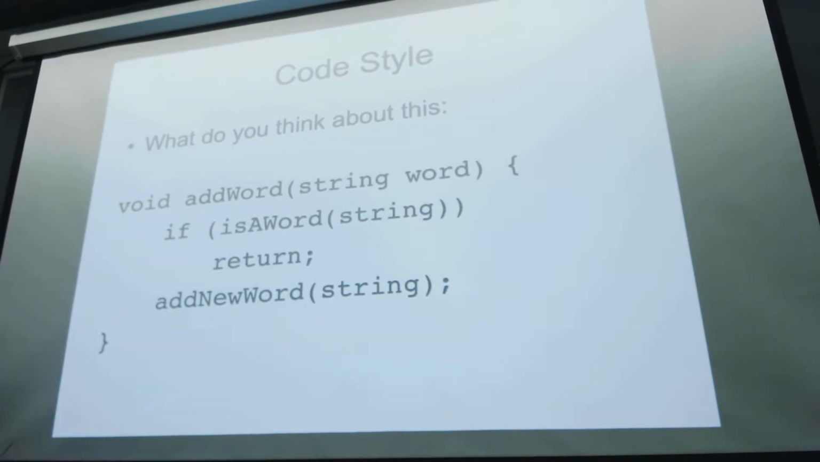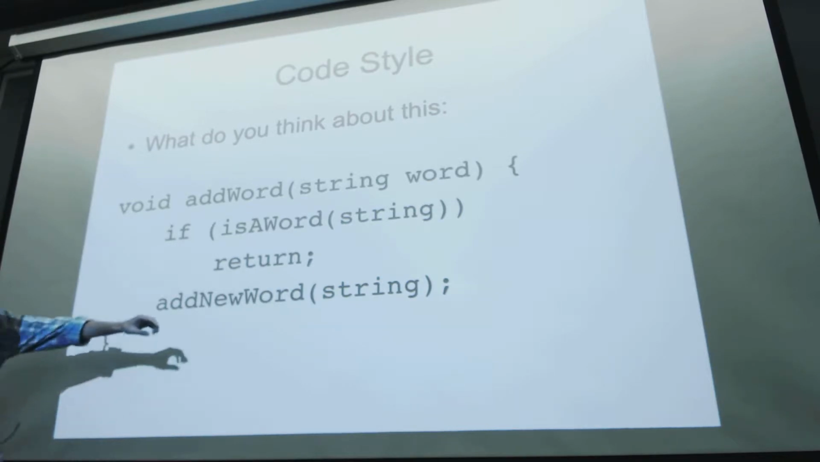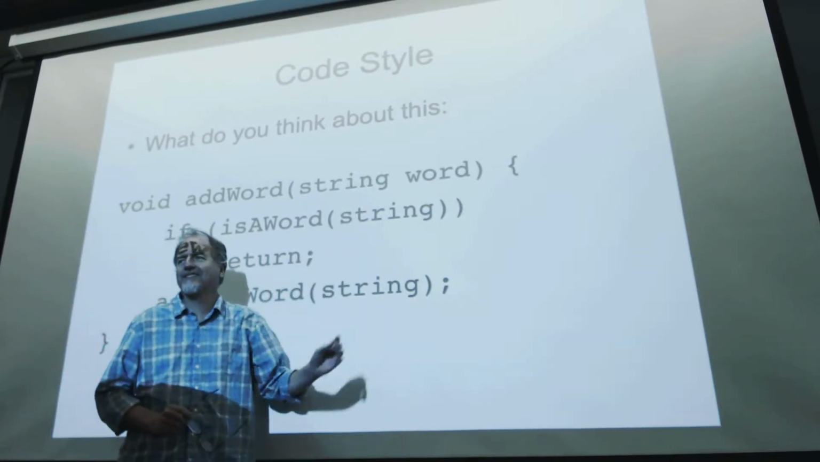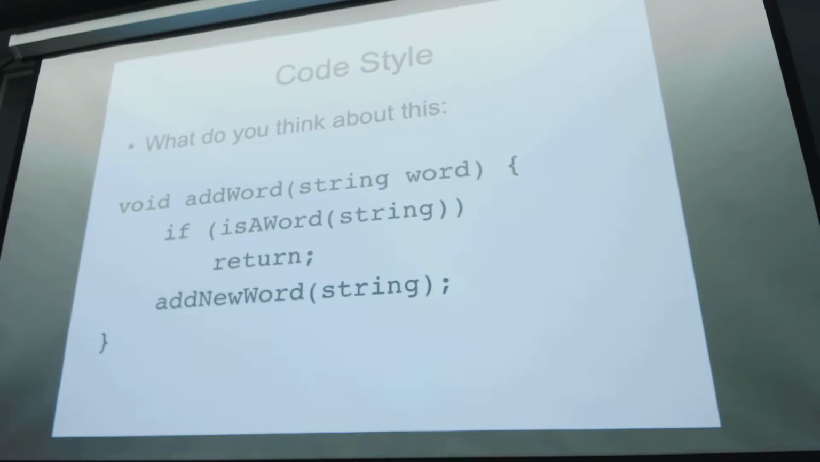Supposed to say like is a word. Word? Oh, yeah, right, that's right. That should be word there. Yeah. I'm like, there's one there. Yeah. What do you think of it? Oh, it looks dumb.